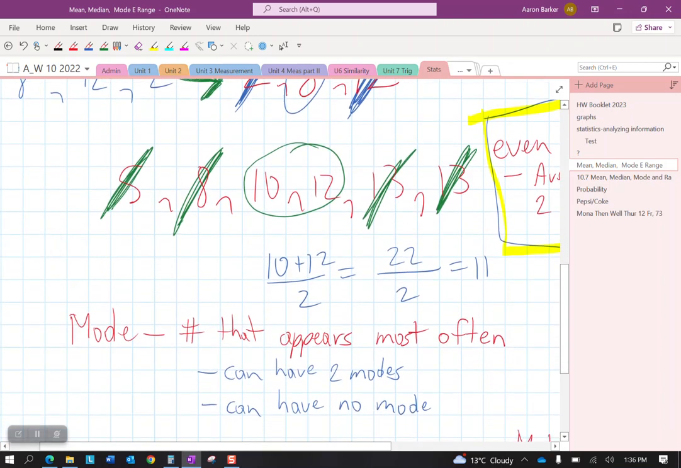You can have 2 modes or you can even have no mode. And if you have no mode, you would actually write down no mode, which in itself is a little bit weird, right? But so be it.